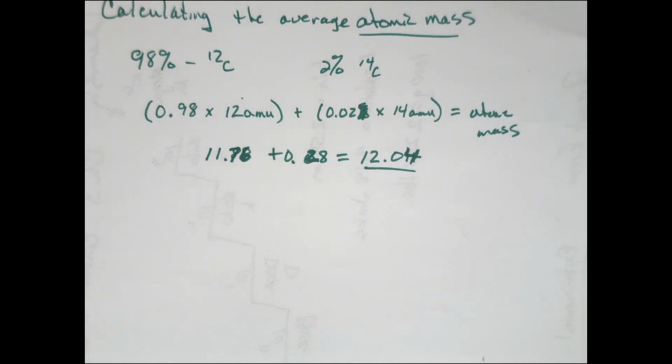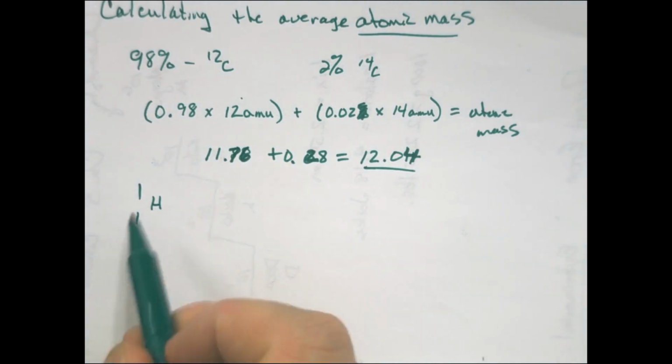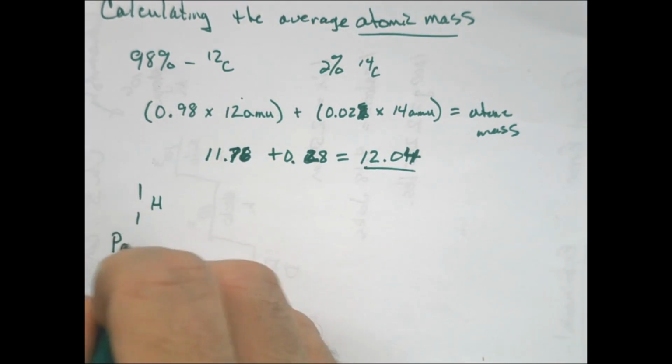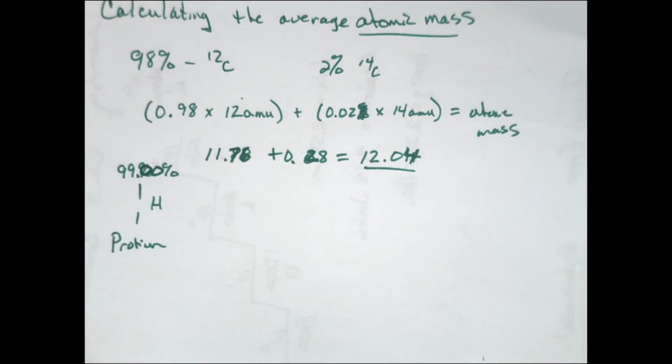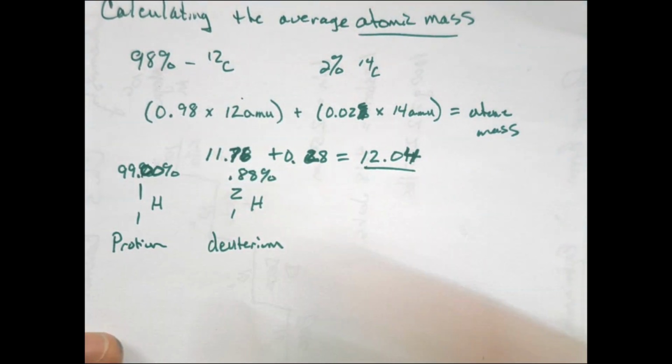Hydrogen has 3 isotopes. 1,1 hydrogen, by the way, has how many neutrons? 1 minus 1 gives us 0 neutrons. This is called protium. It is 99.00% of all of our hydrogen. There's 2,1 hydrogen. This is called deuterium. Deuterium is 0.88% hydrogen. Again, I'm making these numbers up.